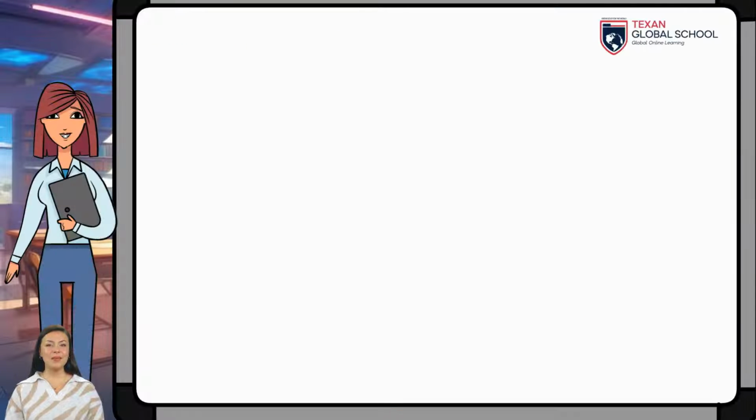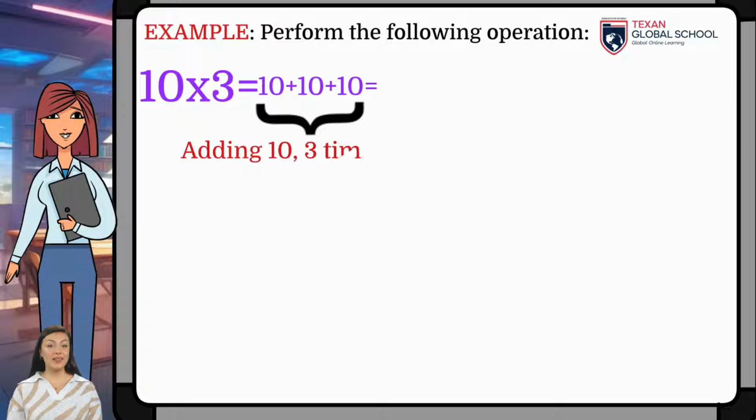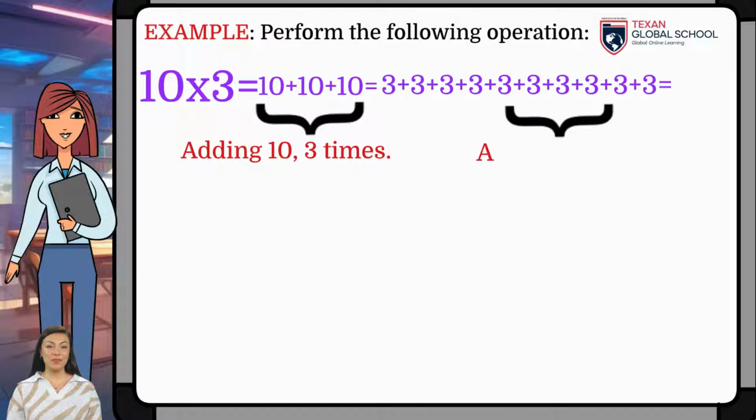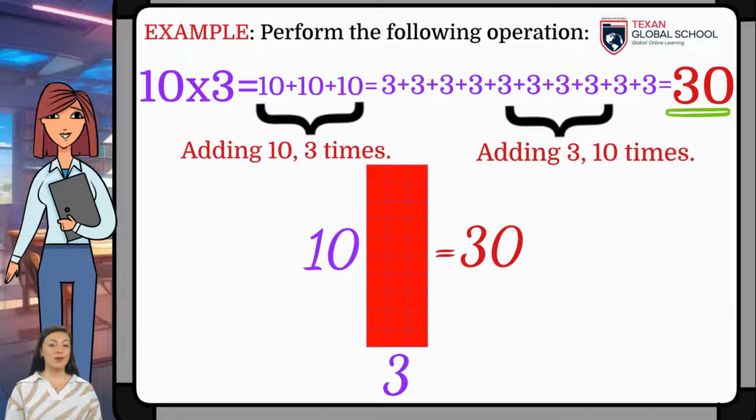Now, multiply 10 by 3. We add 10 three times, or we add 3 ten times. Therefore, 10 times 3 is 30. The model represents 10 rows by 3 columns. So we have 30 ones. Thus, we conclude that 10 times 3 is 30.